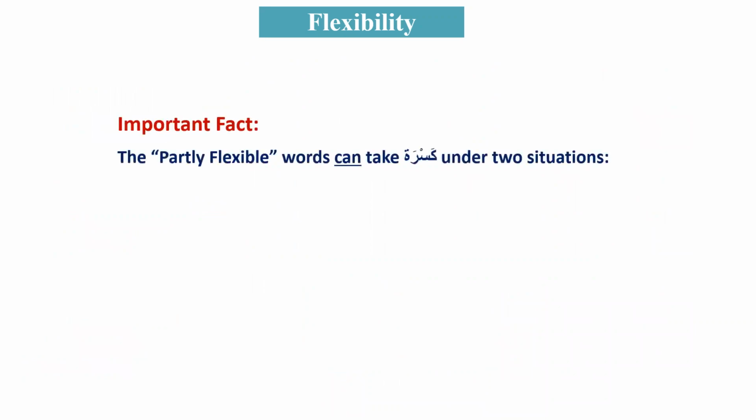There is an important fact about the partly flexible words. Actually, the partly flexible words can take kasra under 2 situations. Only 2 situations where a partly flexible word will actually take kasra or can take kasra. It will never have tanween on it though. No tanween, never have tanween on it. Double haraka will not be on it ever. But it can take kasra when a partly flexible word starts with an al.